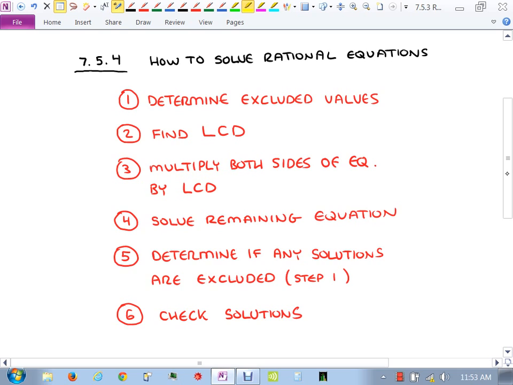After you solve it, you look at the answers that you get and make sure that none of the answers you get in step four match up with any of the answers you got in step one, because remember, in step one those told you that you can't have those answers. So you look through what you got at the end, and then you're supposed to check your answers. Okay, let's do an example.